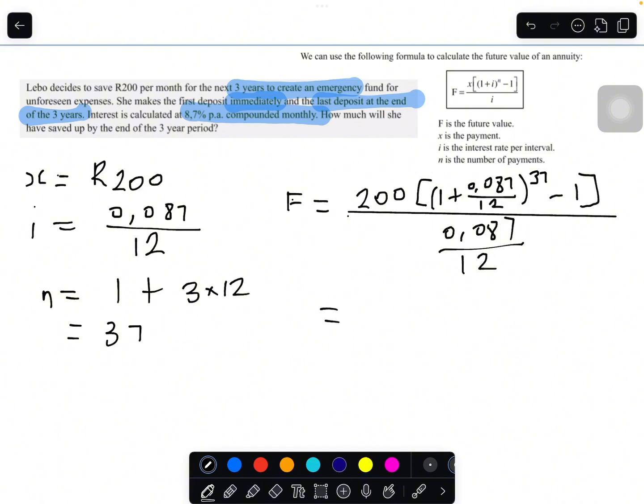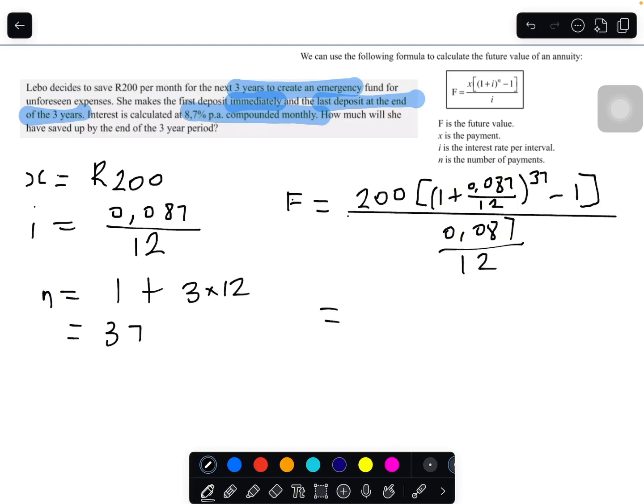So let's do this together. The first key you're going to hit is a division symbol. Then you're going to press 200, open brackets, 1 plus, press your fraction key again, 0,087, press your down arrow, you're going to put in 12, press your right arrow, you're going to close the brackets, put to the power, type in 37, you're going to press your arrow again, minus 1, and you're going to close that bracket again. Press your bottom arrow, press the fraction key, 0,087. Press your down arrow, put in 12, and you will get your answer.